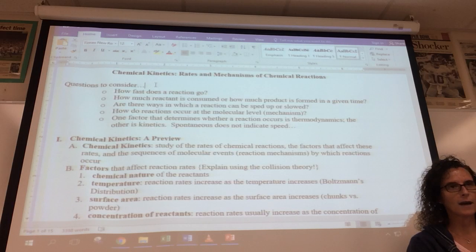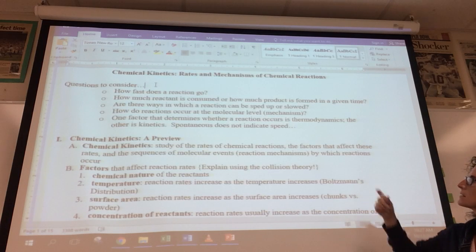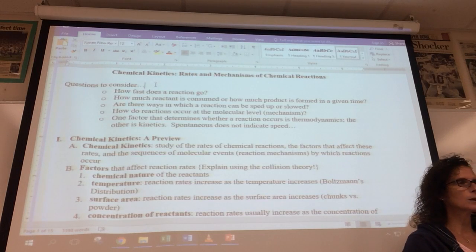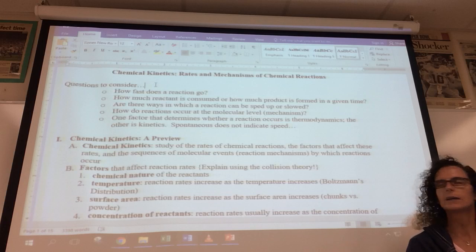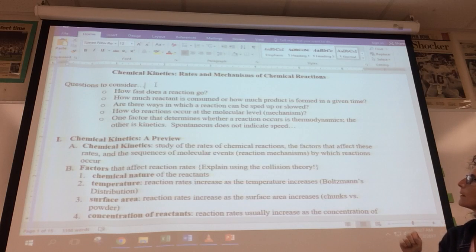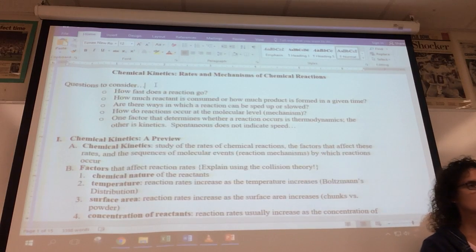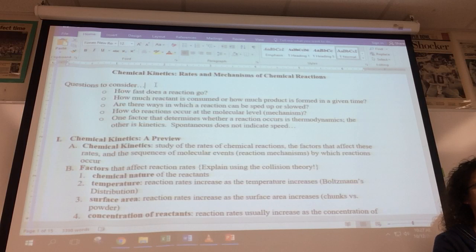So we're going to look at the factors that affect reaction rates. We're going to look at reactions at the molecular level, specifically reaction mechanisms. That's a little tricky, but I think you'll be very strong with it. And then finally, we want to be able to understand that kinetics is just one aspect of whether a reaction is going to occur. We're going to need to look at both thermodynamics, which we'll do a little later on in the year, as well as kinetics.